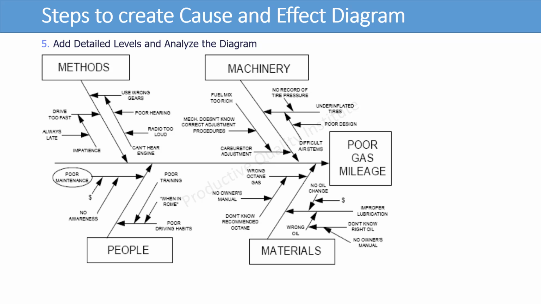5. Add detailed levels and analyze the diagram. For example, for use wrong gear, we can add cannot hear engine because either poor hearing or radio too loud. For poor maintenance, because either money wise or no awareness.